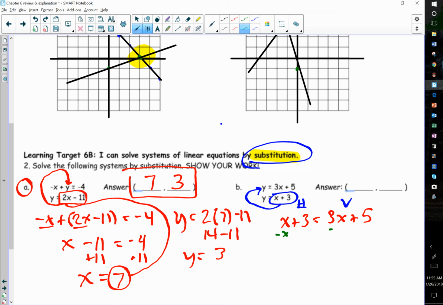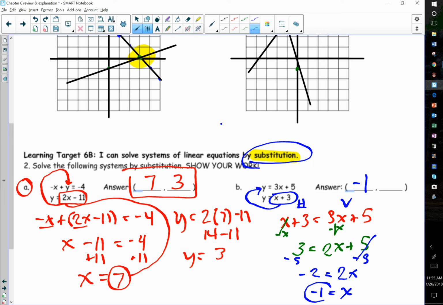So start by subtracting x from both sides. I get 3 equals 3x minus 1x is 2x. And now I subtract 5 from both sides. 2x equals negative 2. So divide both sides by 2, I get x equals negative 1. There is half of my solution.